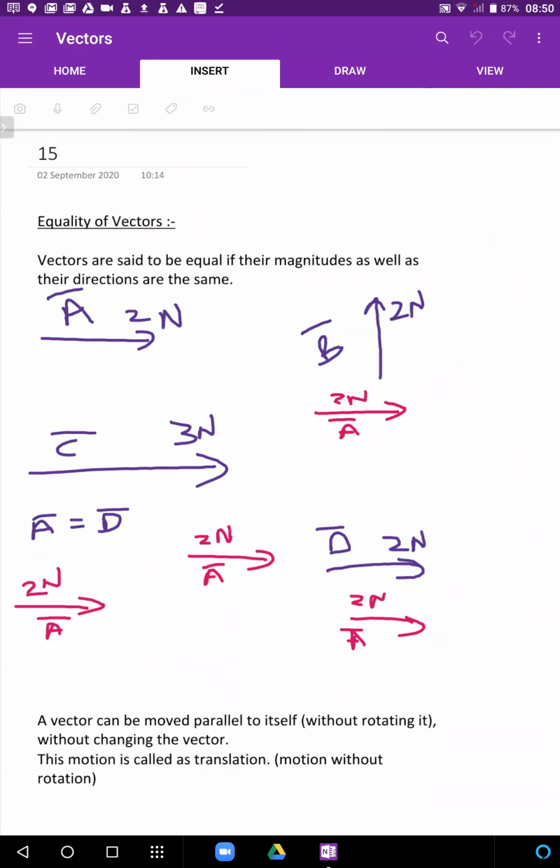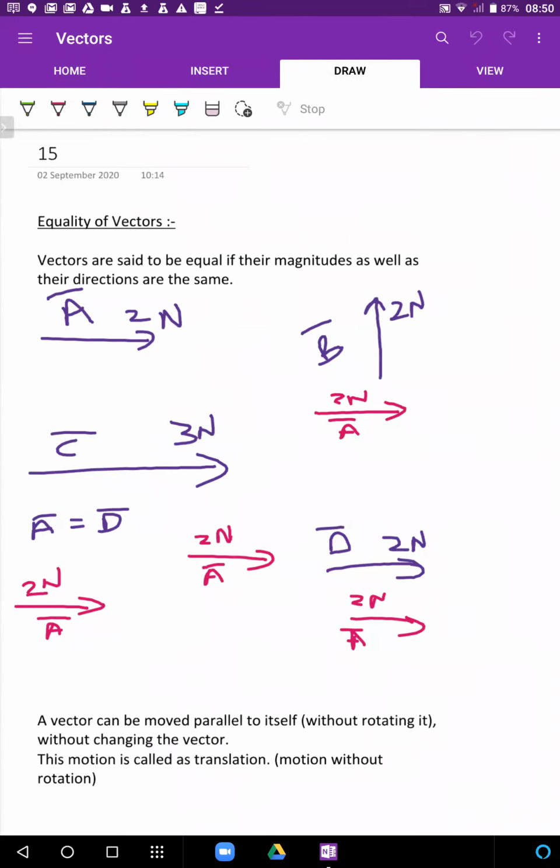All right. The next idea is equality of vectors. Again, just a theoretical idea. Let's go over this quickly. Vectors are said to be equal if their magnitude and their directions are the same. It's logical, right? Imagine if one person is pushing the car with a force of 2 Newton towards the right, and somebody has gone under the car and is trying to lift the car, applying a force of 2 Newton upward. Can we really say the two forces are the same?